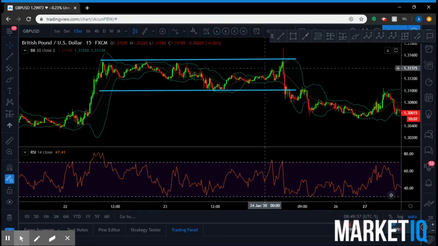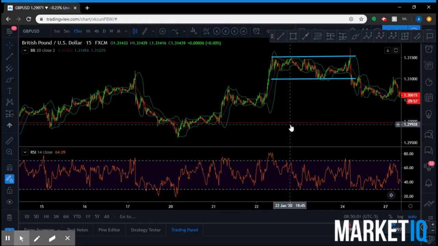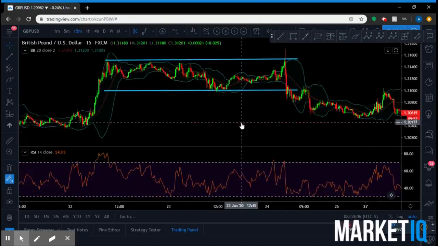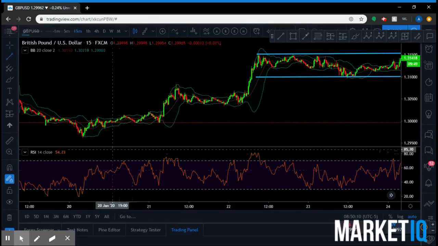The Bollinger Band also can be used in trending markets as well. In a trending market, the Bollinger Bands are going to, let's take this short little uptrend we had here.